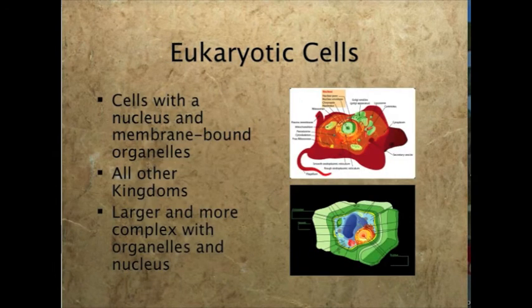Almost every other living organism is eukaryotic. We're going to talk about kingdoms of life sometime soon. Plants, animals, fungi, and protists are all eukaryotic cells. The only living organisms that are prokaryotes are bacteria. Eukaryotic cells are quite a bit more complex. They have a nucleus. They have membrane-bound organelles. They are much larger, and they're typically able to carry out multiple functions at one time.